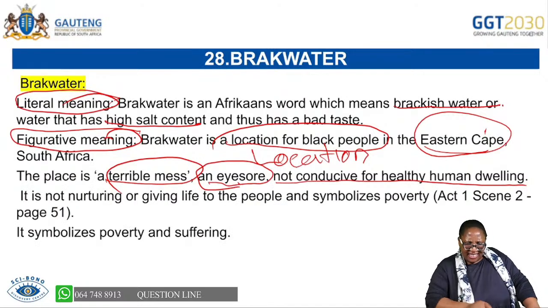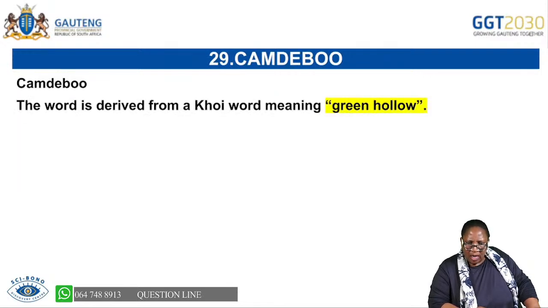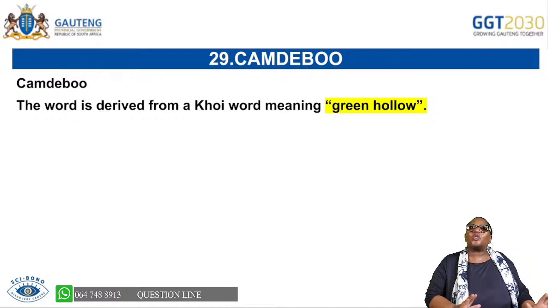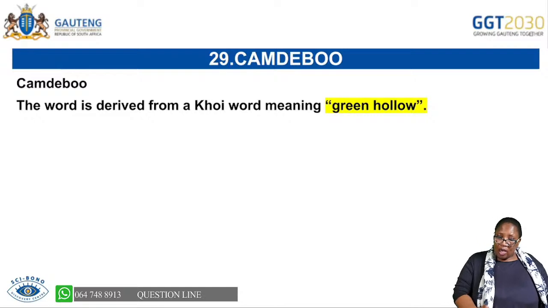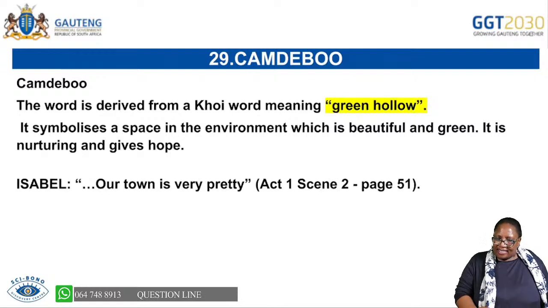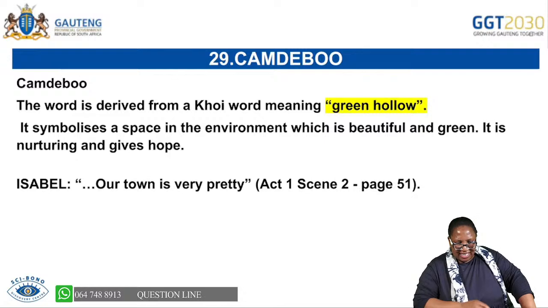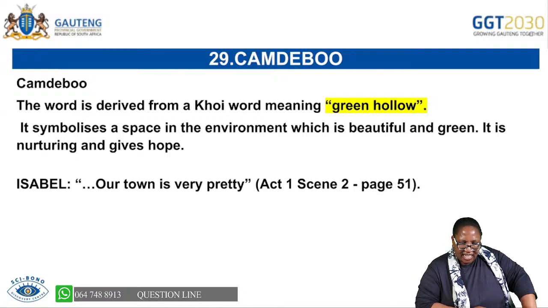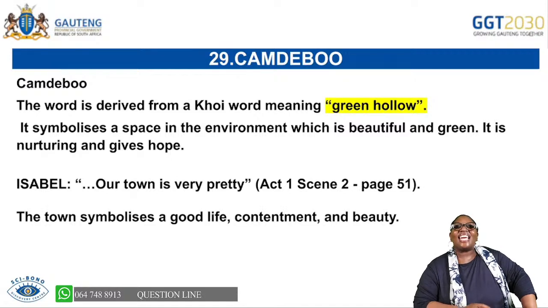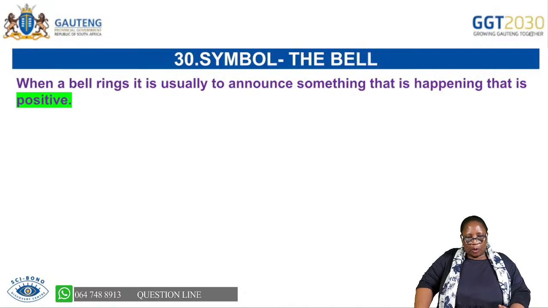What does it symbolize? It symbolizes poverty and suffering. While on the other hand, we have Kamdebu, which is a reference to something that is green, that is hollow, and is coming from a koi wood, and it symbolizes space in the environment. Beautiful, green, it's nurturing, it gives home, it gives hope. And Isabel refers to it as, our town is very pretty. That you can see in Act 1, Scene 2 on page 51 of your book. The town symbolizes a good life, contentment, and beauty.